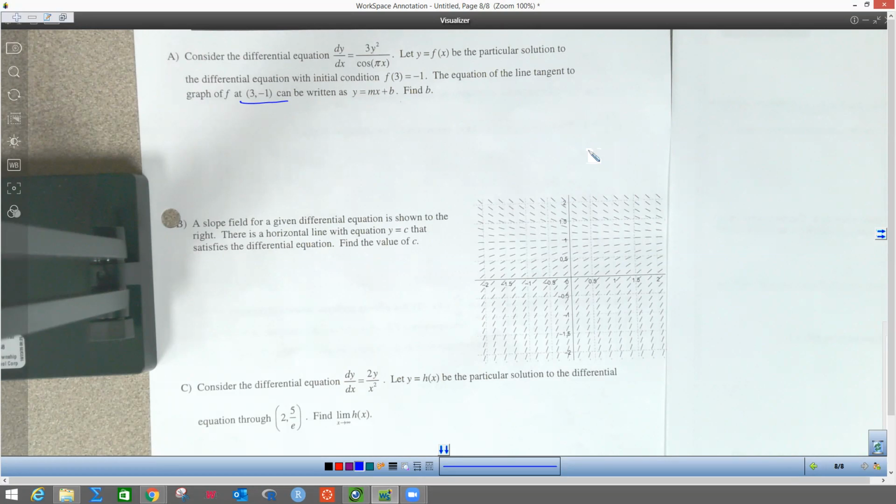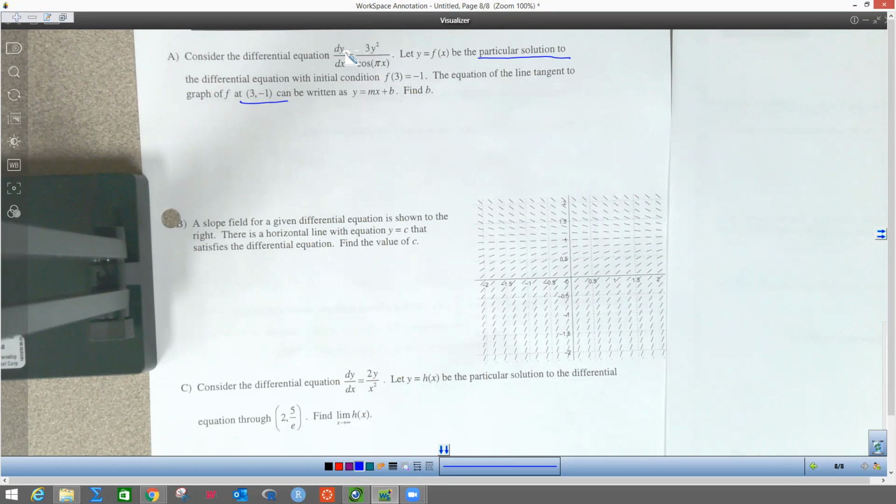All right, so let's see again. We are supposed to find the particular solution to the differential equation. So what we're going to do right now is separate this thing. Okay, so let's see what we got here. We'll worry about that in a minute.